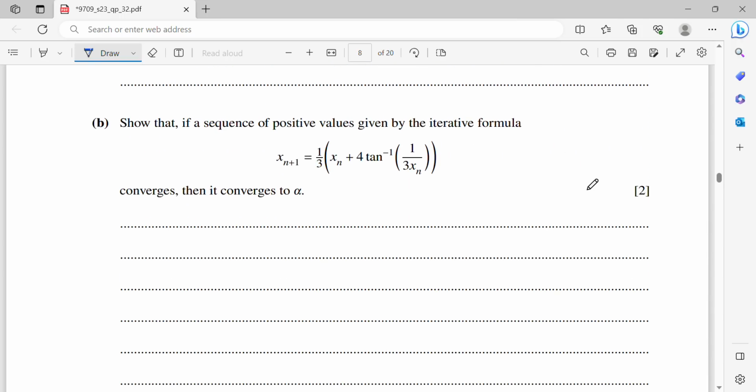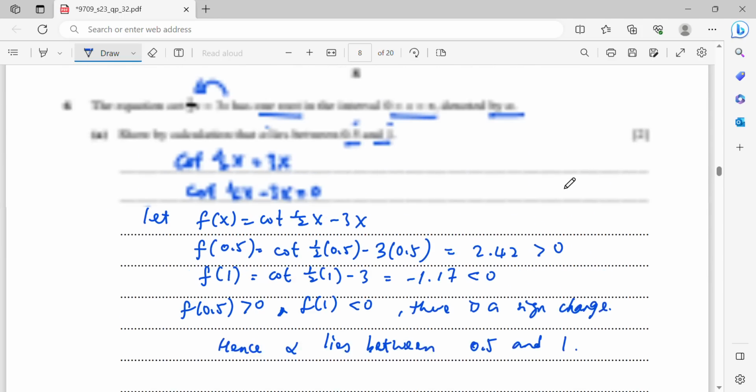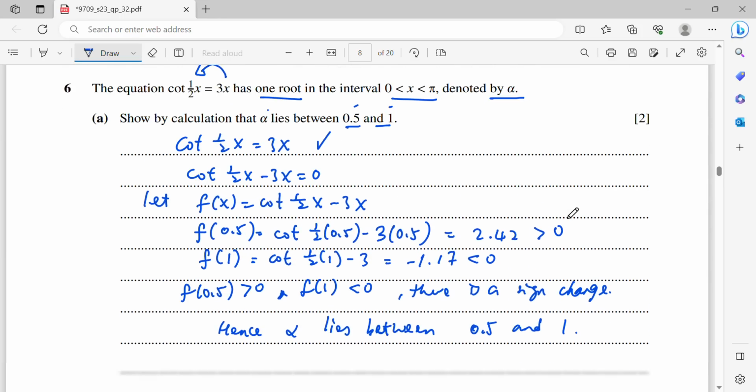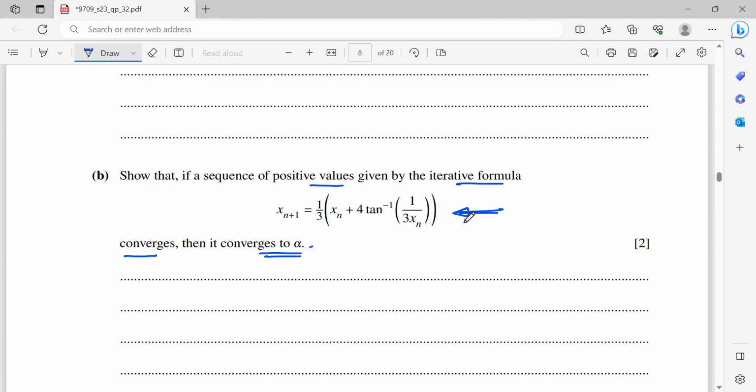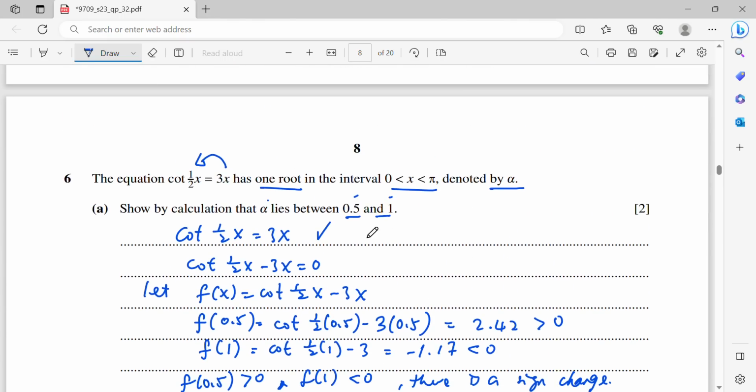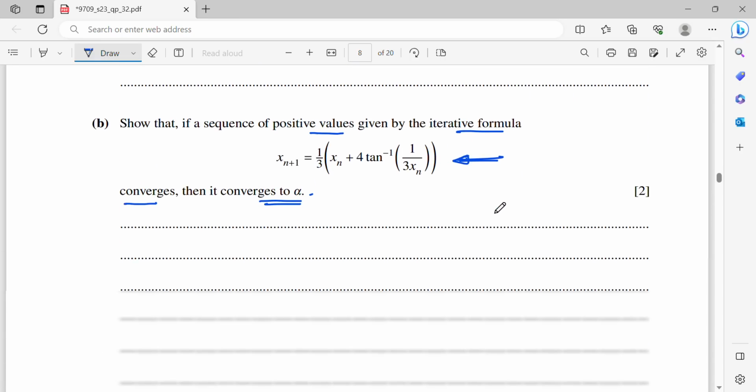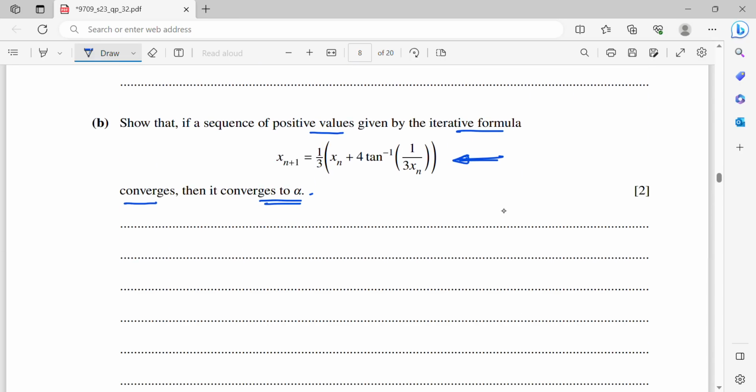Now, part B. Show that if a sequence of positive values given by the iterative formula, this is the iterative formula, if this formula converges, then it converges to alpha. So the alpha actually comes from the previous equation. It means that now you need to prove this formula at last will be changed to the equation. That's the meaning of this question. So to get that equation, firstly I will ignore all the subscripts. So I will copy back the formula first.